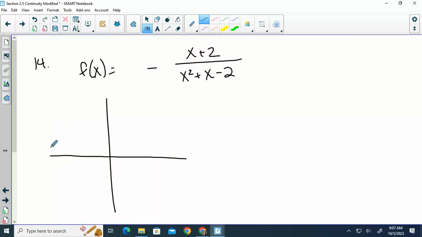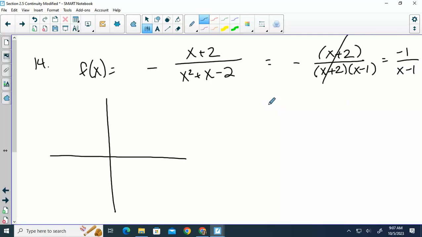Next one, so a little more tricky. Let's go ahead and factor. So the denominator, multiply -2 and add to +1. That would be x plus 2, x minus 1. What happens? The x plus 2 cancels, so I get -1 over x minus 1. So you should be able to tell me right now, where is this discontinuous?